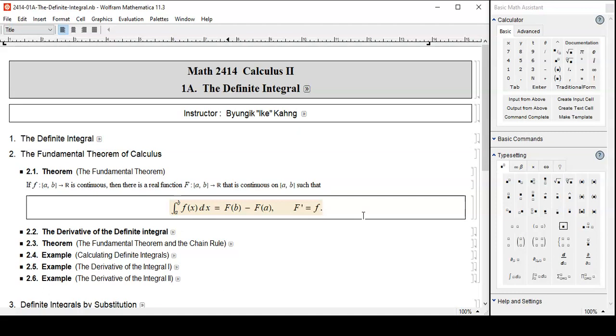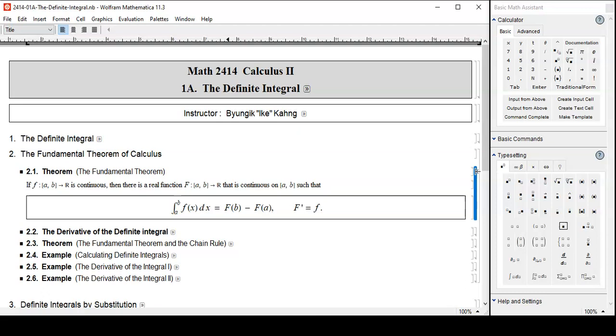At a little bit higher level, we'll consider the fundamental theorem in 3 parts. Number 1, the integral exists. Number 2, the antiderivative exists. Number 3, the integral is the net change.